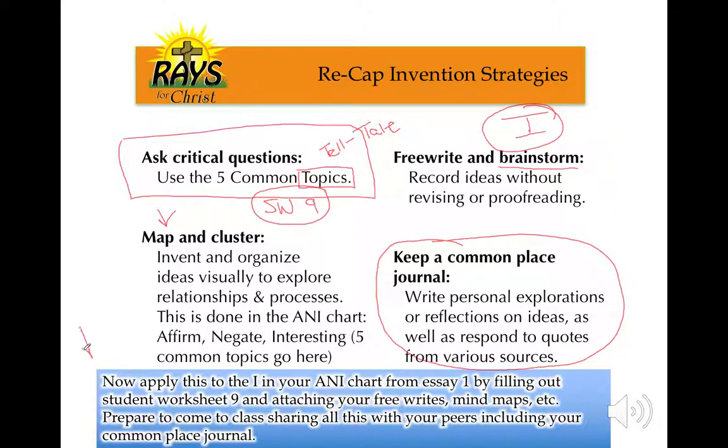So the rest of your assignment for this week is just that. Apply this to the I in your Annie chart from Essay 1. If you want, from that topic, if you want to keep that topic. If you want to choose a different topic under the Telltale Heart, you certainly can do that. Just put your topic on the top of page 9, okay? Make sure you attach your free writes, any mind maps, and make sure that you do your commonplace journaling and bring it to class.